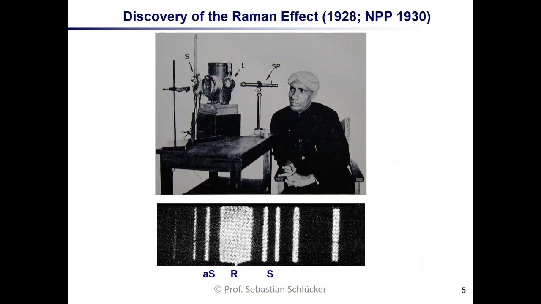The discovery of the Raman effect goes back to the year 1928, and it was awarded with a Nobel Prize in physics already in 1930. And you see below one of the very first Raman spectra, in this case of carbon tetrachloride. You see the intense Rayleigh scattering, which is flanked to the left and to the right. On the right you see the stronger Stokes scattering, and on the left you see the weaker anti-Stokes scattering. And on the top you see the experimental setup, which Chandrasekhara Venkataraman.